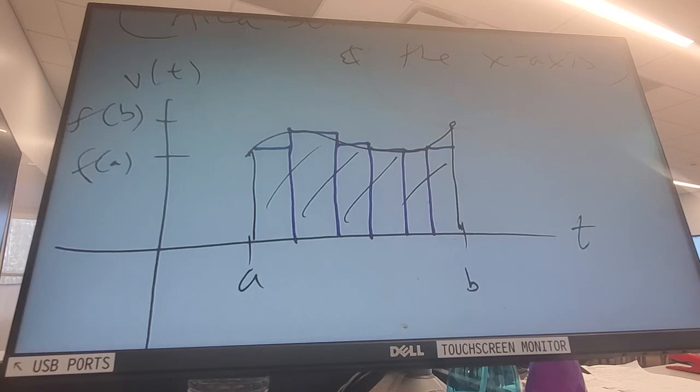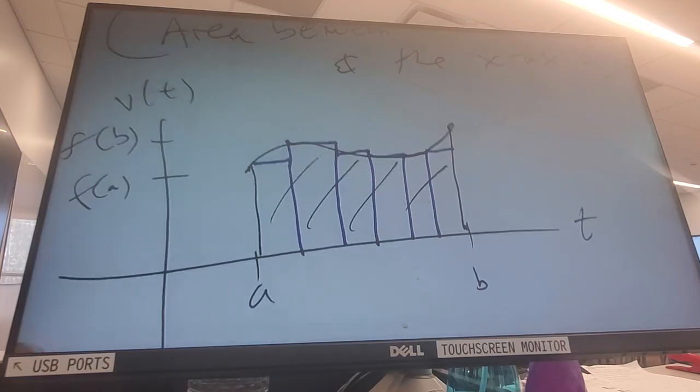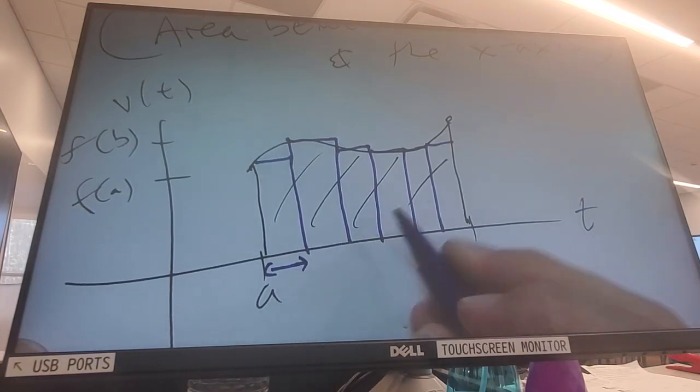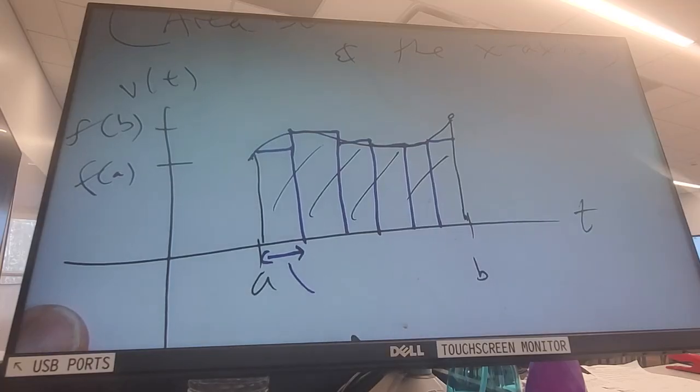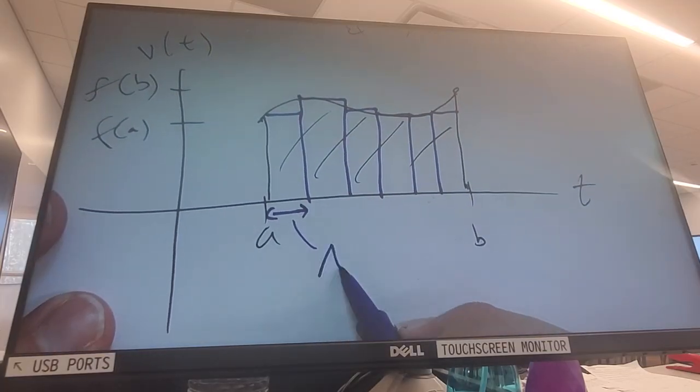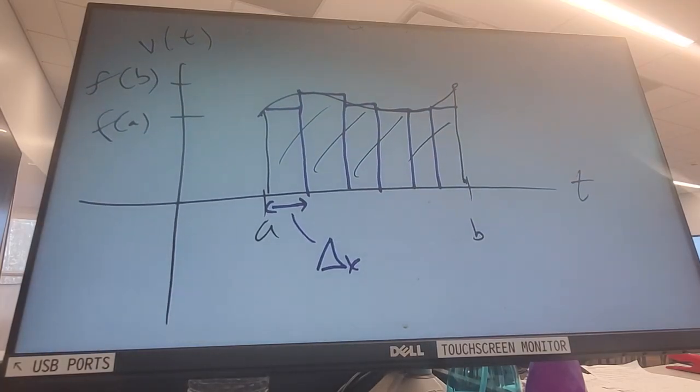Each of those rectangles, would it be difficult to get their area? So if I told you that the width of each one, well, let's just go full bore. If I tell you the width of each one is delta x, why does that make sense? Yes, because if I start here and I go there, x is changed by a certain amount, yes? And I'm going to keep the width of each one the same.